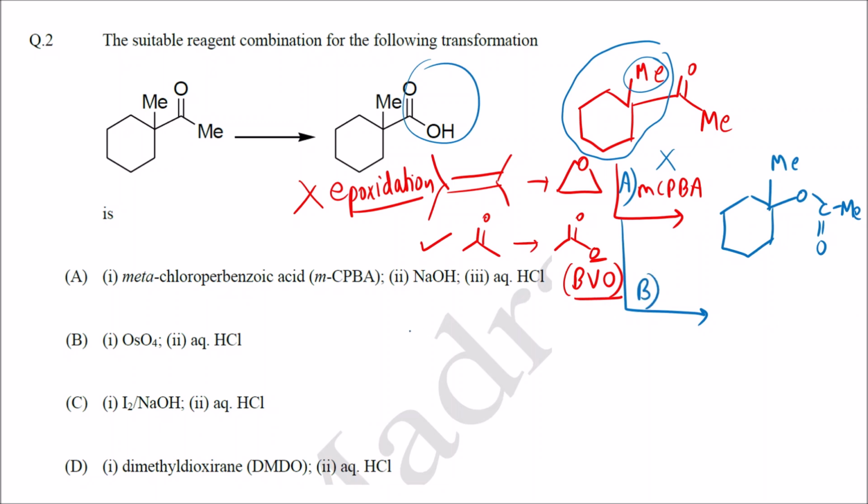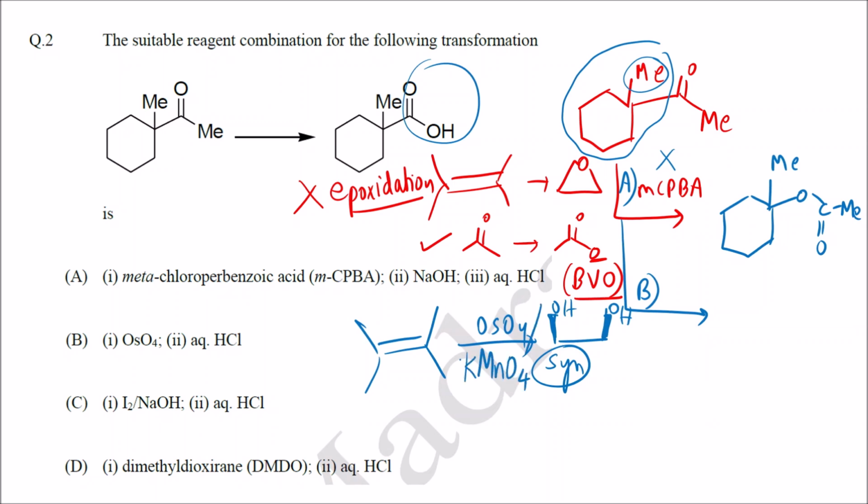What is the role of option B? If there is some alkene that is present, if you add OsO4, what will happen is dihydroxylation takes place. Means two OH groups are added and it is a syn dihydroxylation. That means the stereochemistry of both OH should be the same. We can use OsO4 and sometimes potassium permanganate, KMnO4, can also be used for the same thing.